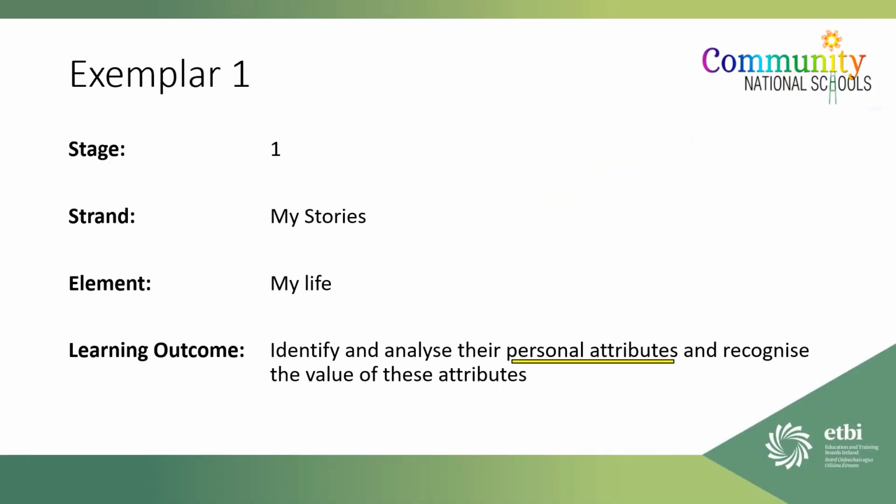To begin, we will consider how at stage 1, teachers might help children to identify and analyse their personal attributes and recognise the value of these attributes. From the outset, it is important to state that GMGY learning outcomes, such as this one, are broad statements which describe the expected learning at the end of each 2-year stage.